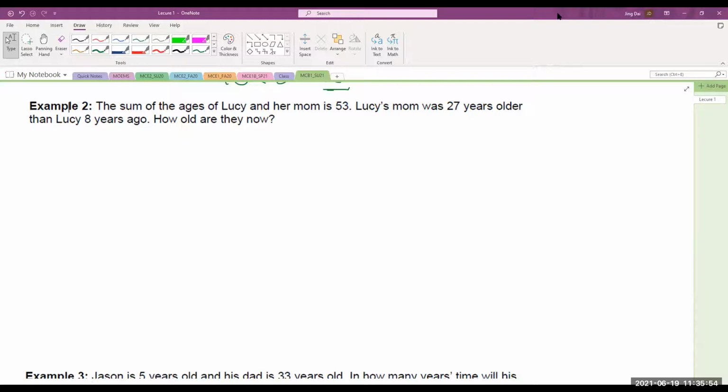Okay, let's see. Chelsea, go ahead. The sum of the ages of Lucky and her mom is 53. Lucky's mom was 27 years older than Lucky. 8 years ago, how old are they now? Chelsea, this is Lucy. Lucy, okay? So this is how we say this name, Lucy.